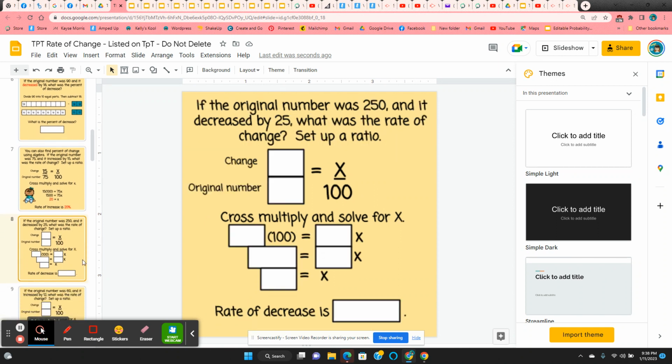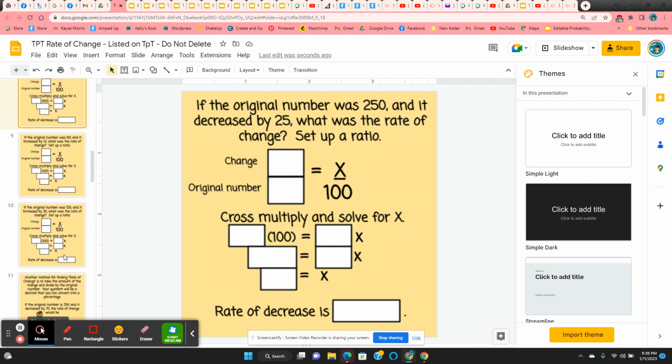And the students are going to do some problems on their own. The change over the original number, set it equal to x over 100, cross multiply. So they've got a few of those to do.